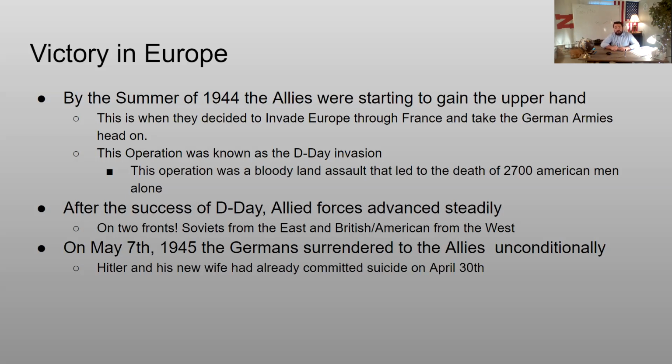Germany falls under an unconditional surrender, which means that they surrender unconditionally. They give up to the will of the Allies. So on May 7th, 1945, the Germans finally surrender, and the Allies have a victory in Europe. And that's a pretty big thing.